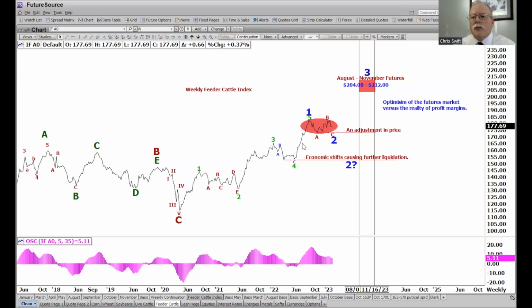After what we believe has been a five-wave move, we should expect a three-wave move back down of some magnitude, but we're not real sure what. And that's why I've got two levels out here. One would just simply be an adjustment in price, something that might bring more profitability into your operation, or just the factors of the corn market having moved, whatever that case may be.